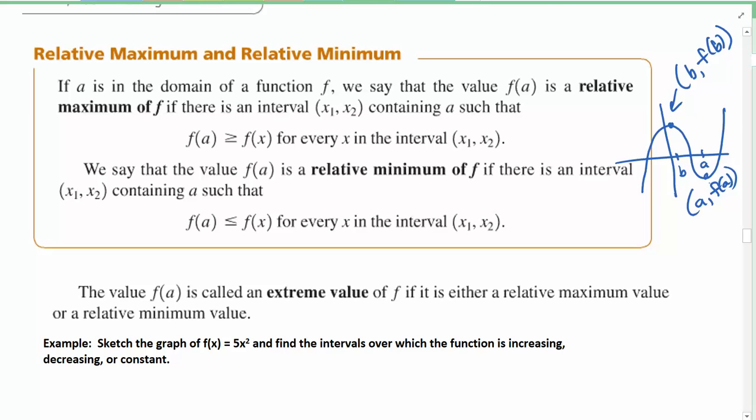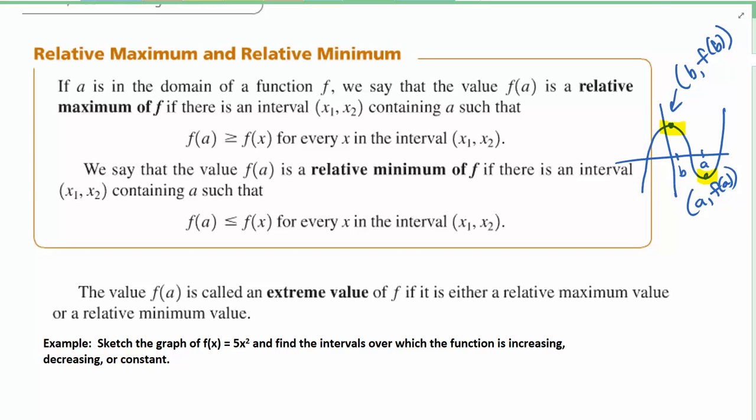The value f of A is called an extreme value if it is either a relative maximum value or a relative minimum value. So when we're looking for extreme values on functions, we want to find a little area where it is definitely the highest. Like this B, f of B, is the highest value of the function in that yellow area. Now, obviously over here, the function does get larger than f of B, but we can find a domain where it's the largest value. Same here with this minimum. We can find an interval where f of A is the smallest amount.